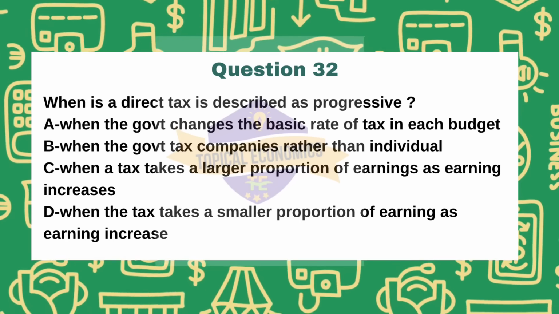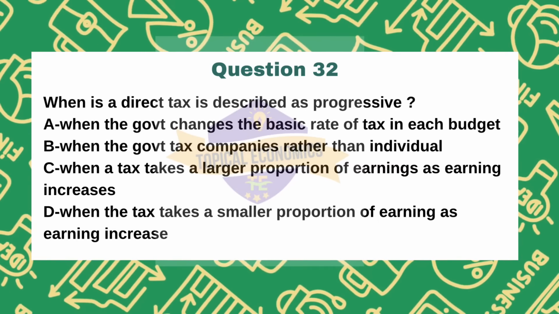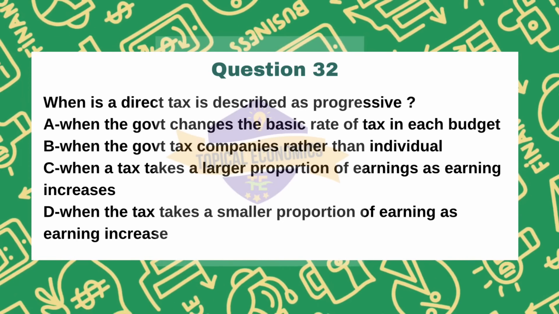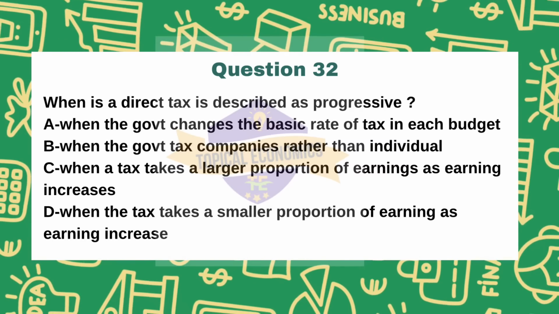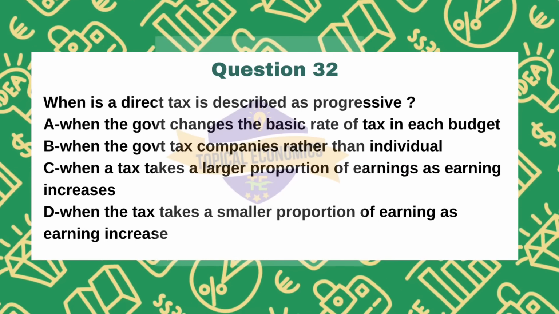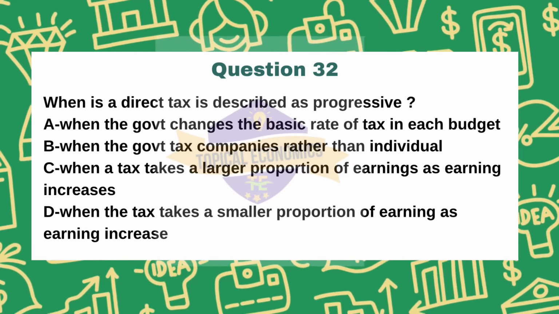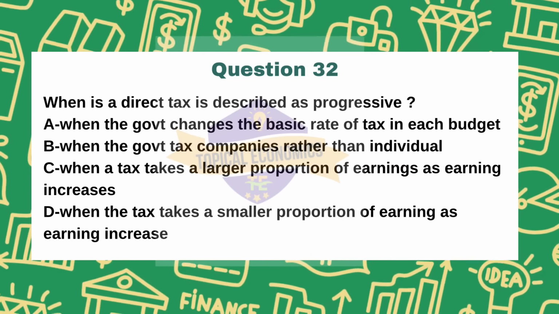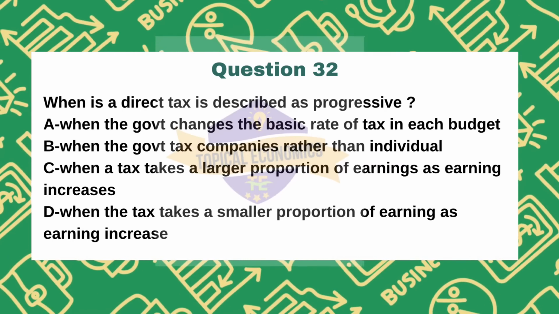Analyzing the other options. Option A, when the government changes the basic rate of tax in each budget. Changing tax rates does not inherently indicate whether a tax is progressive or not. It's more about how the tax rates relate to income levels. Next, option B, when the government taxes companies rather than individuals, refers to corporate taxes, which are a separate issue and do not define the progressiveness of a tax system.